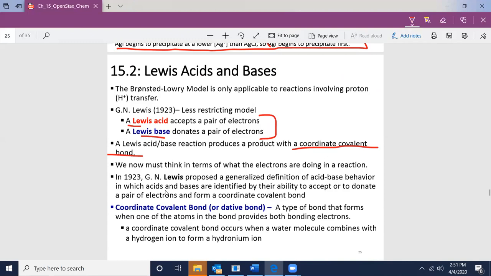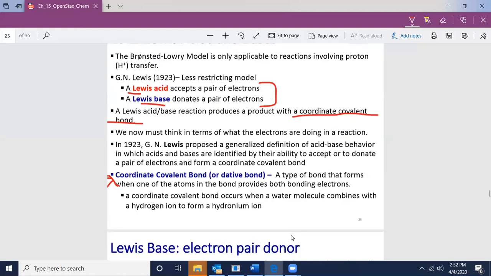What is a coordinate covalent bond? It's a different type of bond. How do we define that? It's here: a type of bond that forms when one of the atoms in the bond provides both bonding electrons. That is going to be the central one. So keep your concentration on this definition.